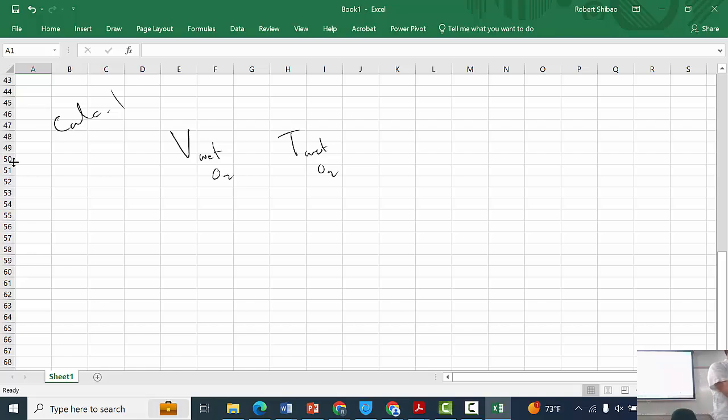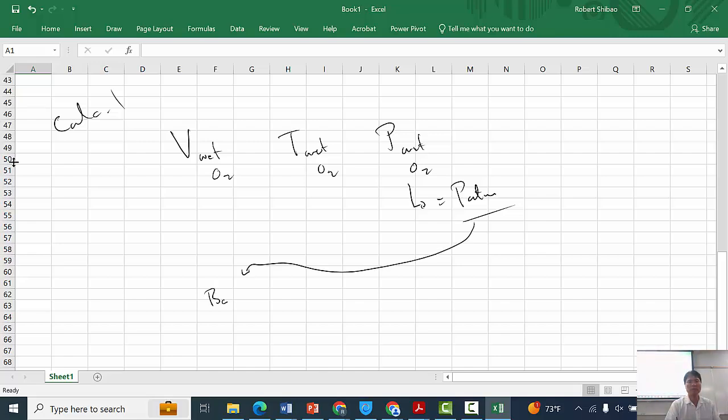So I'll disassemble this apparatus here and then just measure the temperature of the gas with the thermometer back over there. What else do I need? I need the pressure of the wet oxygen. The pressure of the wet oxygen is equal to the atmospheric pressure because remember we equalize all the pressures. And to measure the atmospheric pressure, we're going to use a barometer.